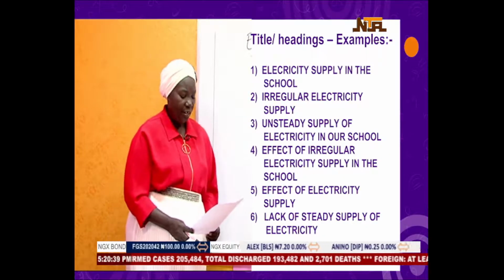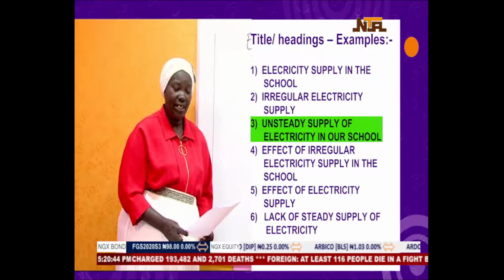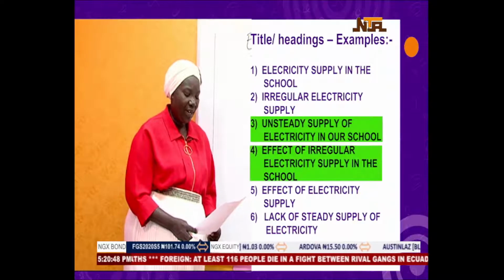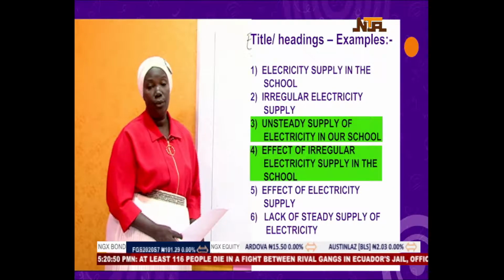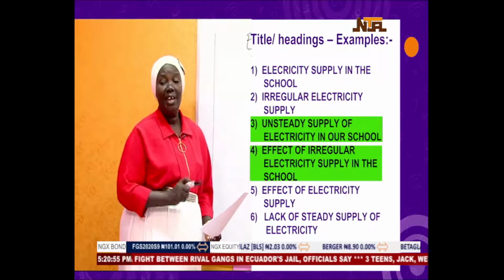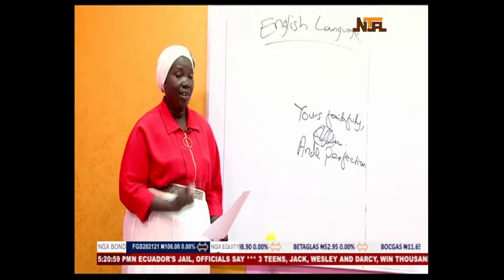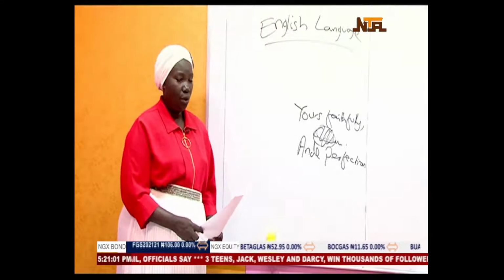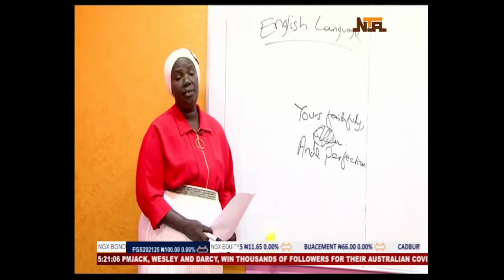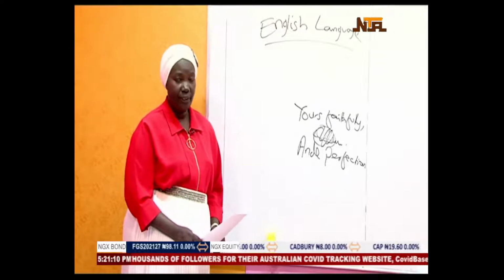Now, we can consider number 3, unsteady supply of electricity in our school. That can go. And then, effect of irregular electricity supply in the school. Now, before you will be able to coin out a title or a heading, you go through the question and make sure you understand it very well before you go into coining out a title or a heading. Now, having successfully had your heading, you go into your reasons.